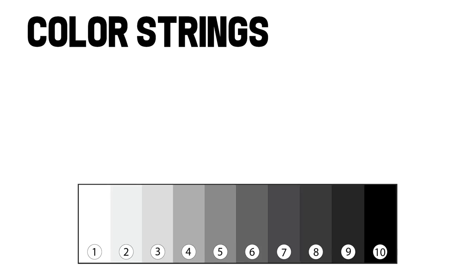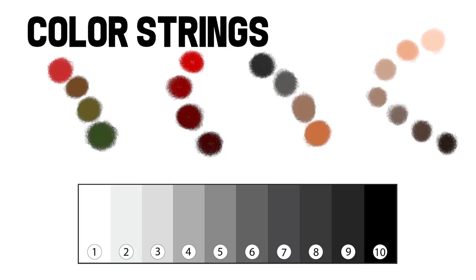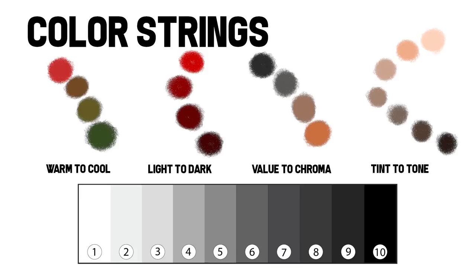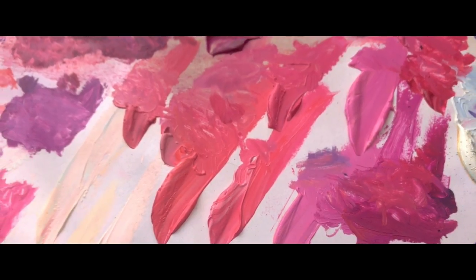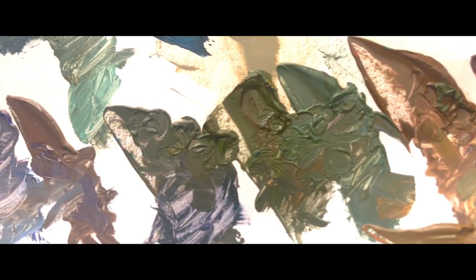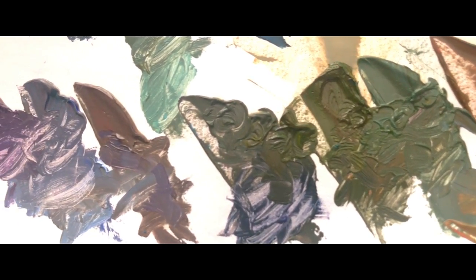So to map out these colors on our palette, we want to build in color strings, and these are done in a value order, regardless of what the string might be. And there are several different options to choose from. Here's just a few. You can go from warm to cool, you can go from light to dark, value to chroma, or tint to tone. And as long as they're in a value order and they're all next to each other on the palette, then you shouldn't have any problem mixing and matching your colors together to make things work.